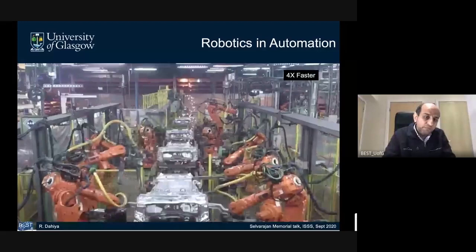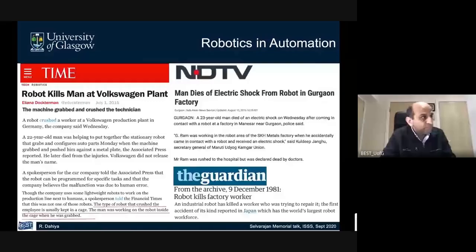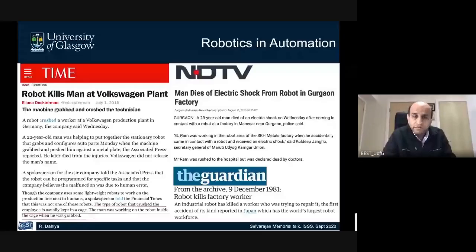And by chance, if a human enters this space, we come across news such as this one: robot kills man at Volkswagen plant, or an example from Gurgaon in India, and another example from Japan. So the question comes, why are we creating machines which, even by accident, end up harming humans, a skilled worker?